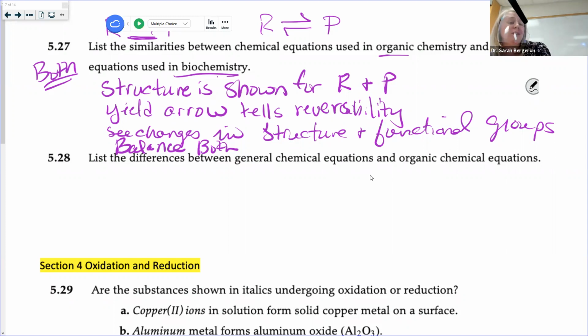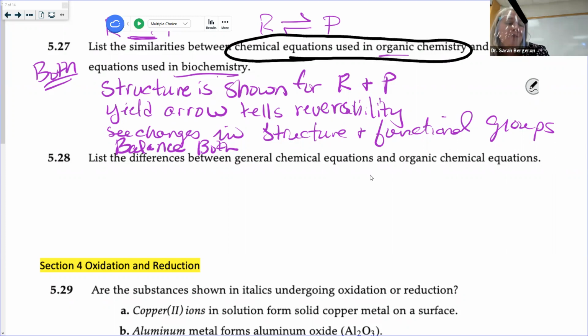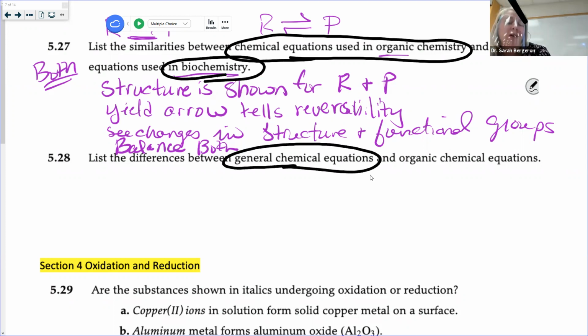So I want to compare 5.27 and 5.28 because there are three different kinds of reactions, right? We have chemical equations used in organic chemistry, biochemistry, and general chemistry. So I guess we really technically have three, right? We have organic, bio, and chemical. So when we talk about the difference between organic and biochemistry, we're always going to show a structure for reactants and products because a lot of times structure is very important in determining how things are going to interact.